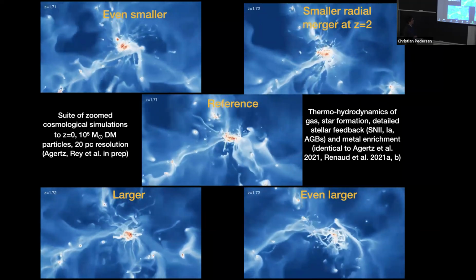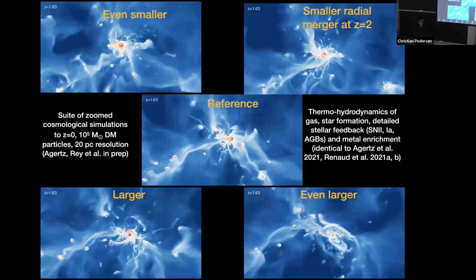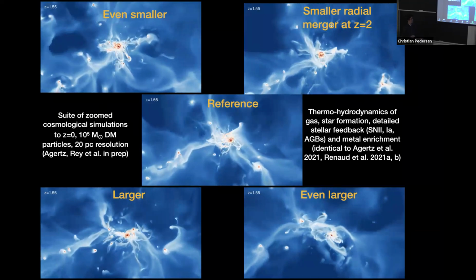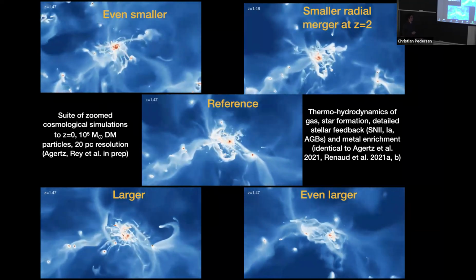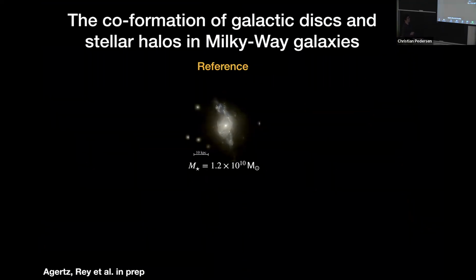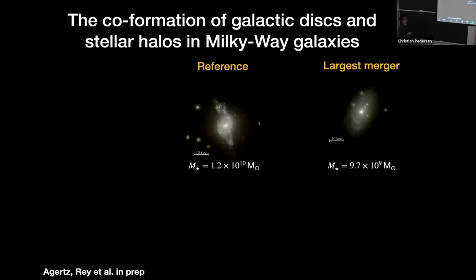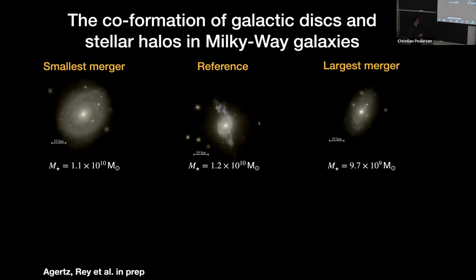And so this is very preliminary because we haven't actually fully analyzed all the simulations, but it's very exciting. So I'm going to share it anyway. And so here is what happens. This is what the final galaxy looks like in the reference case. This is what the final galaxy looks like in the largest case, so the case where the major merger is made the largest. And this is what the galaxy looks like when the merger is made the smallest.